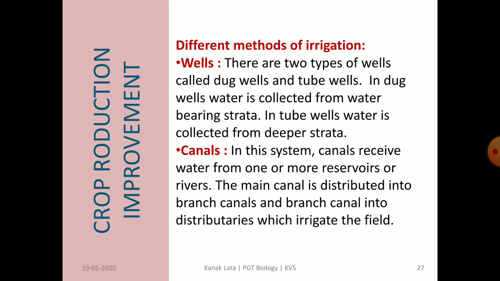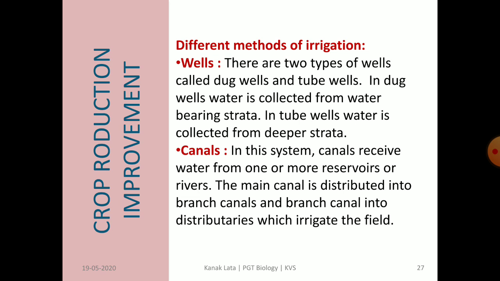Let us see in details about the different methods of irrigation. First is about wells, which are of two types, dug well and tube wells. The difference between these two types of well is that in dug well, water is collected from water bearing strata, whereas in tube well, water is collected from deeper strata.